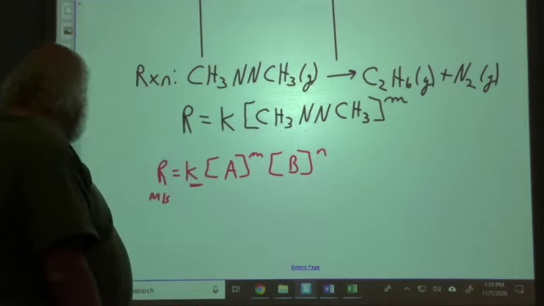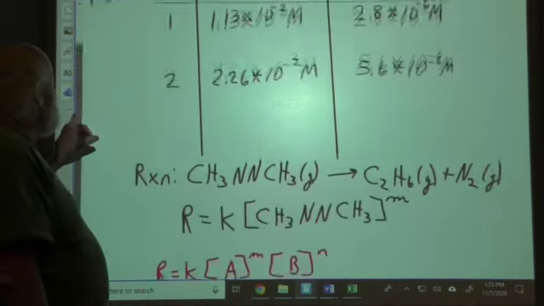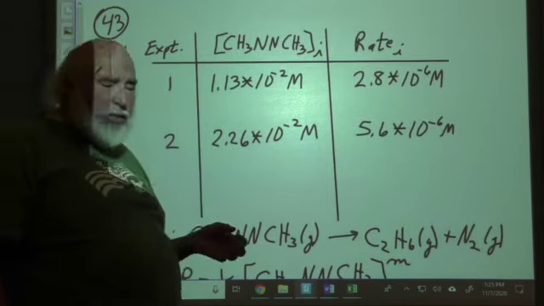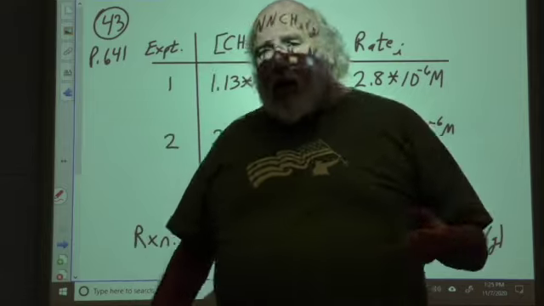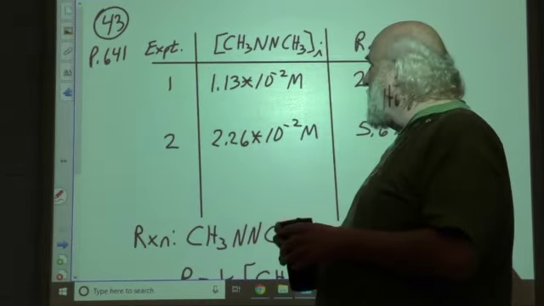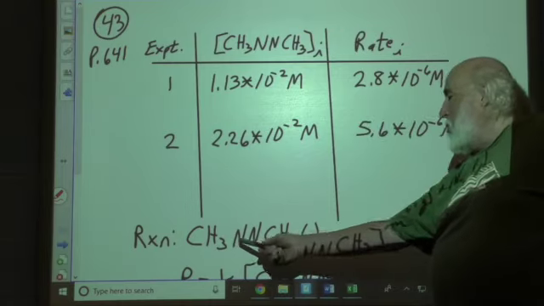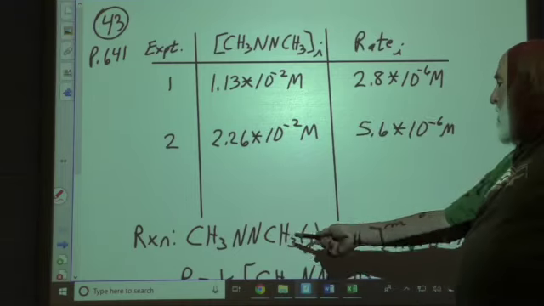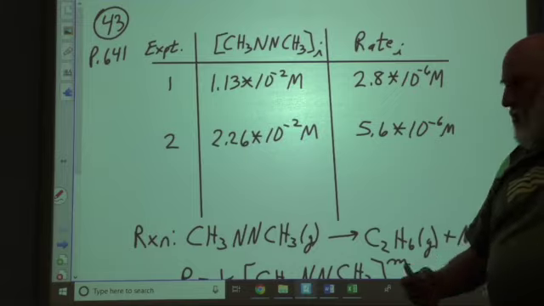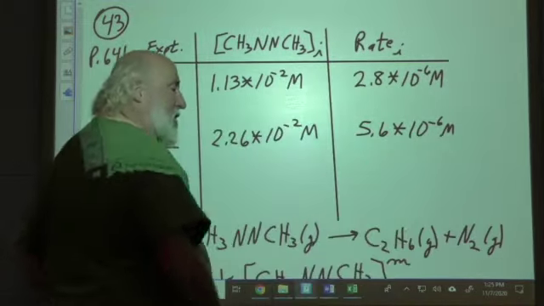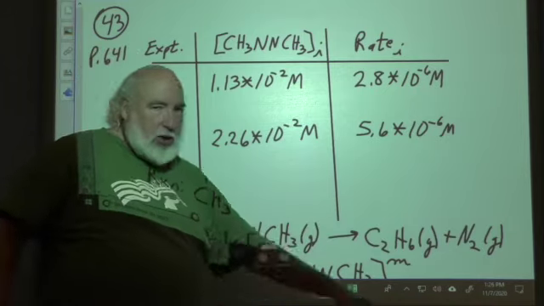So here is the first problem. Now we're going to take a look at problem number 43 on page 641. We're going to do 43, 45, 47. And we're going to go through the process of each of these. Now, the equation here, this is called azomethane. Azomethane is a fairly unstable gas, and when it breaks down, it forms ethane gas and nitrogen gas.